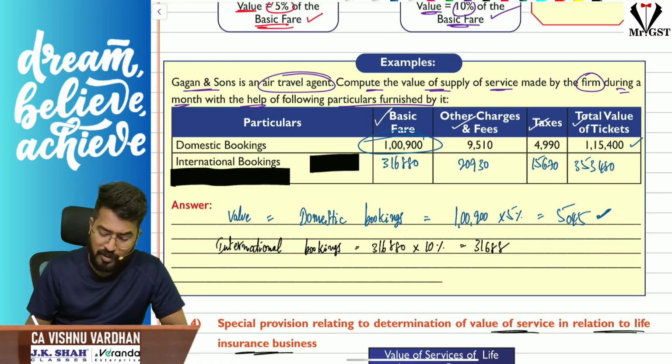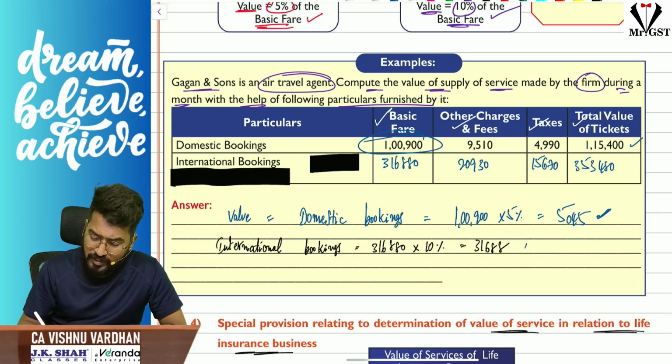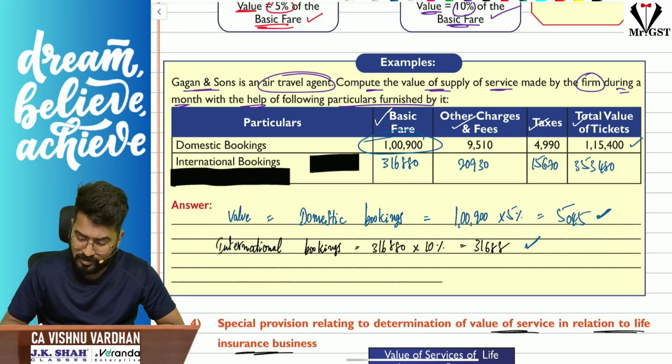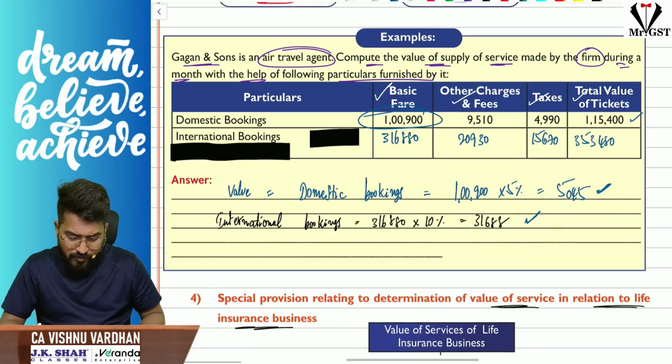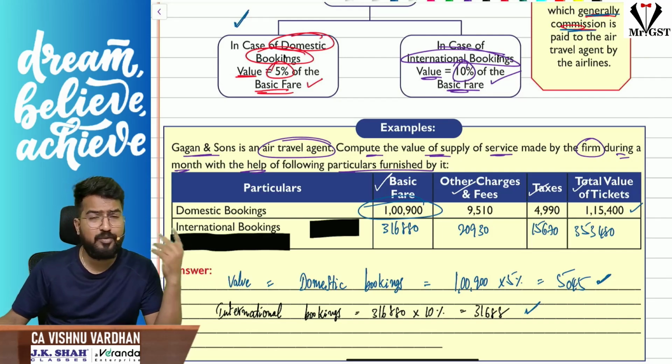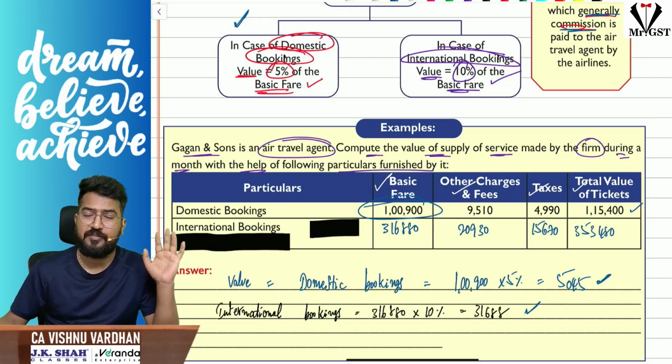Same logic with respect to international bookings. Basic fare is 3,16,880. On that, 10%, 31,688, they can take as value of supply, and on that they can pay GST. That is the concept. Clear? So this is with respect to the air travel agent and his commission. He can straight away pay GST on the commission he is earning, or he can go with this option, whichever is beneficial to him.